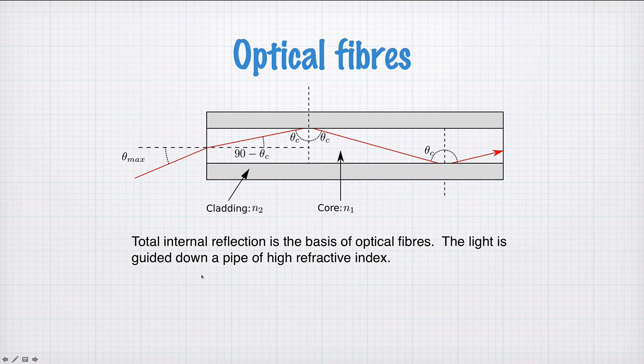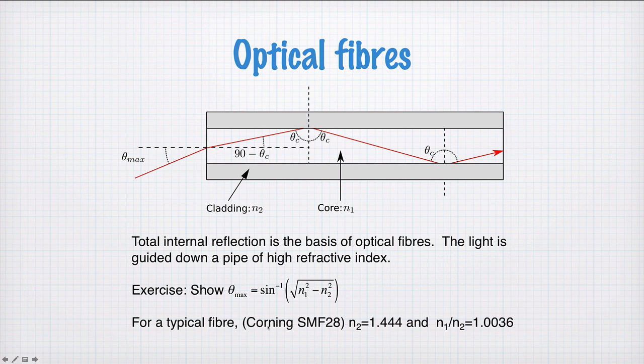So total internal reflection guides light down these pipes, and there's going to be some maximum input angle here, and as long as the light coming in is less than this angle, then it will be totally internally reflected off this surface here. And you can show this maximum angle is given by the inverse sine of the square root of the difference of the squares of n1 and n2. If you want to put numbers to that, for a typical telecommunications fiber, n2 is 1.444, and the ratio of n1 to n2 is very close to 1, so n1 is only slightly larger than n2. And so you can calculate the maximum input angle for this telecommunications fiber.